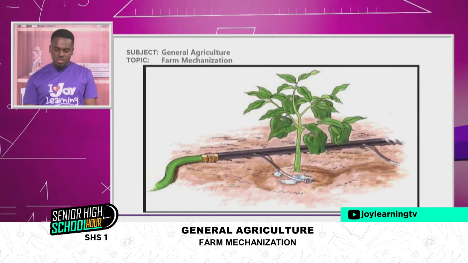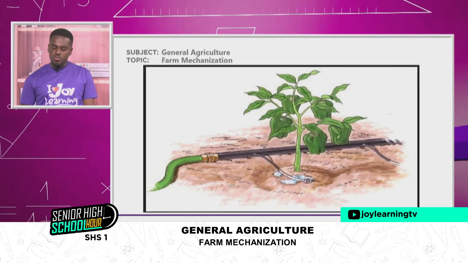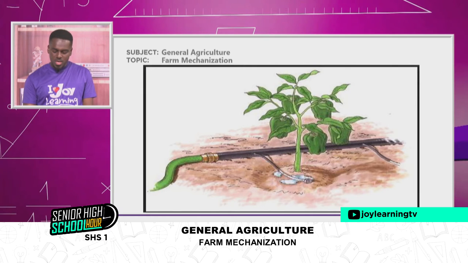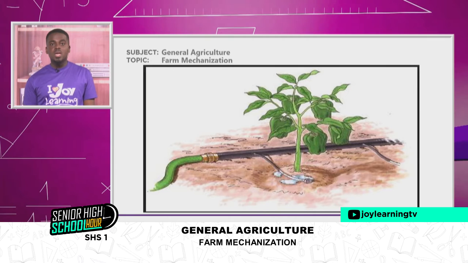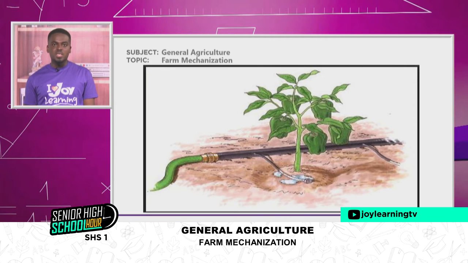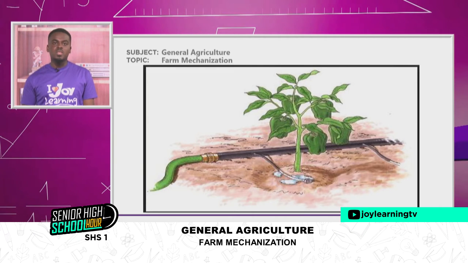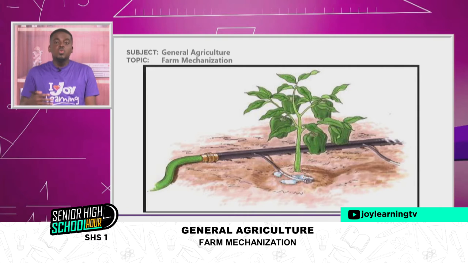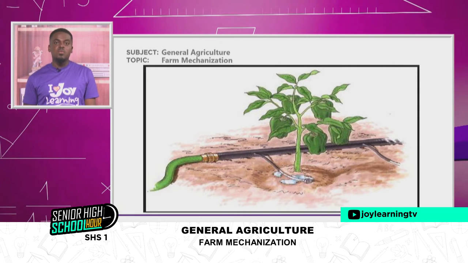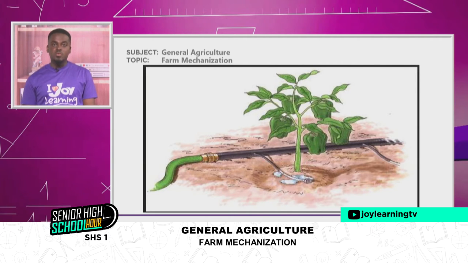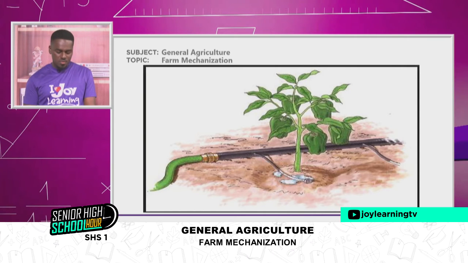So if you look at the image, this is a form of drip irrigation system. You see the crop is there, the pipes have been laid, there is a tube connected to the pipe and to the plant. So when it's time to water the crops, the farmer doesn't have to be with the plant. Just with the press of a button, the water will be flowing. And this one is directly to the base of the plant. So you don't waste water. You only give what the plant needs. So you ensure that there is prudent management of the resources being used on the farm.